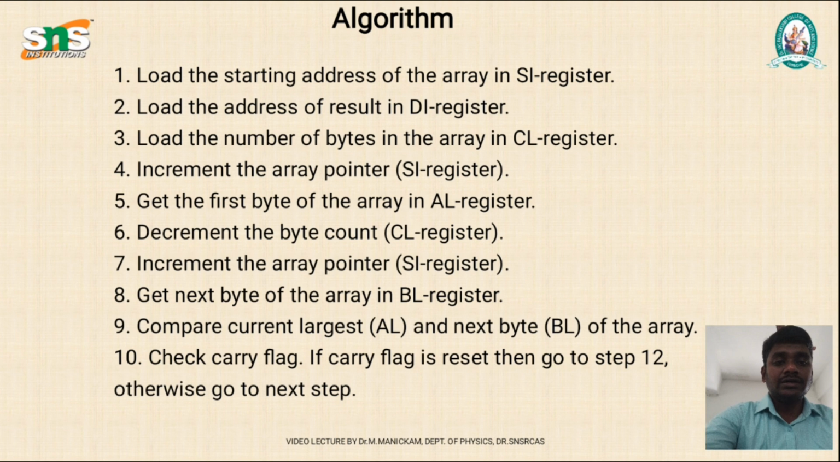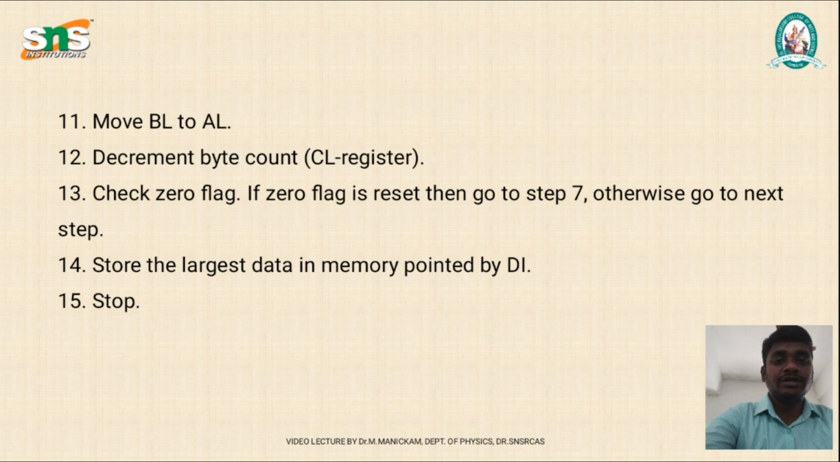So compare the AL register and the BL register, we will find out the largest one. That largest data will be compared with all other remaining data. Finally, we will find out the largest data. So in the step-by-step procedure, now step number 10, that is check the carry flag. If the carry flag is reset, then go to step 12. Otherwise, go to the next step. So this is the systematic procedure.